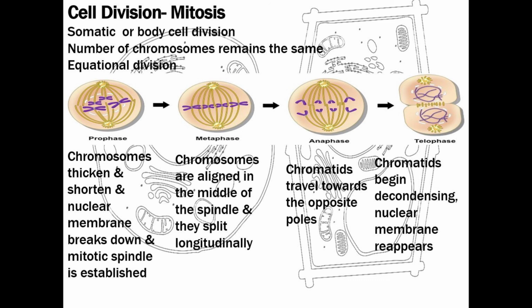And in telophase, what happens? The chromatids begin decondensing. When the chromatids have reached the two different poles, they begin to decondense, they begin to break, and they separate from each other. This is the process of mitosis. This is how the eukaryotic cell separates from its parent cell.